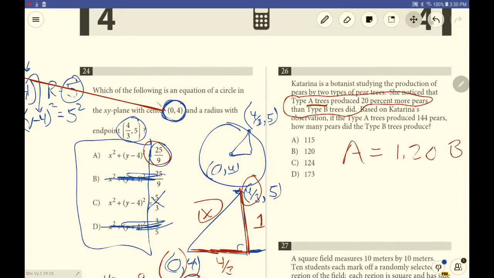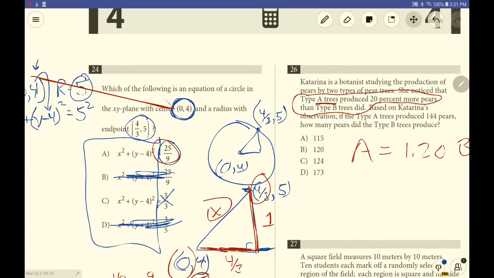Number 24 is about a circle. The general form of an equation of a circle is x minus the x-coordinate of the center squared plus y minus the y-coordinate of the center squared equals r squared. So we see the center is 0, 4, we're looking for x squared plus y minus 4 squared, which is either a or c. And to find out the answer for sure, you would need to find out what r is, or what r squared is.